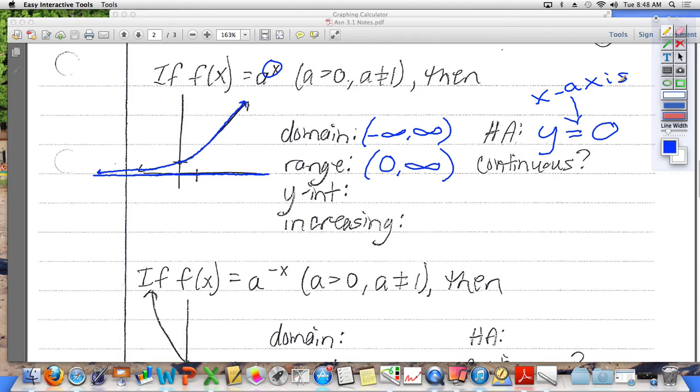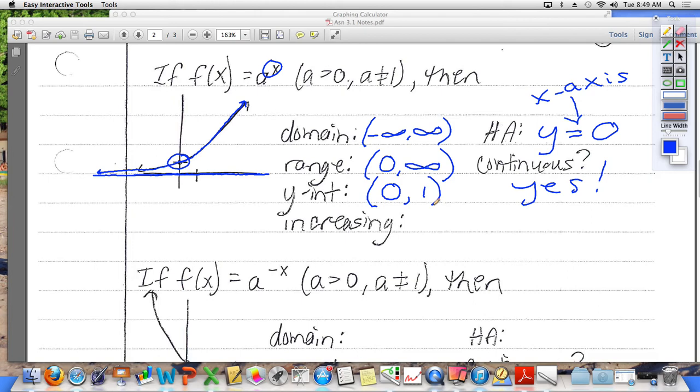Is the graph continuous? Yeah, does the graph go on and on and on? It doesn't stop. There are no holes in it. There are no breaks in it. Is it continuous? Yes, it is continuous. What about the y-intercept? What is the y-intercept of this graph? It crosses the y-axis right here. What's the y-intercept? 0, 1.